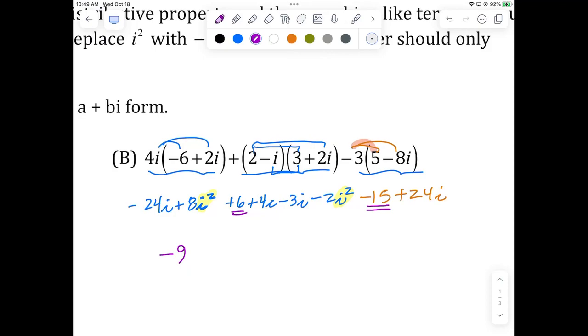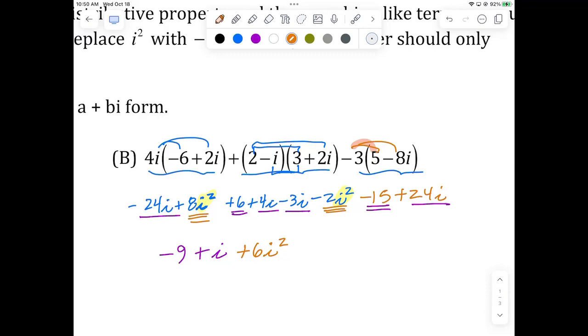Let's do the i terms next. I have a negative 24 plus 4. That's negative 20. And negative 20 minus 3 is negative 23. And then I have a negative 23 plus a 24i. What's 24 minus 23? 1i. So I get 1i. Cyclops, if you will. 1i. And then I combine my i squareds. I'll triple underline them. I got 8 of them minus 2 of them. What's 8 minus 2? 6 of them.